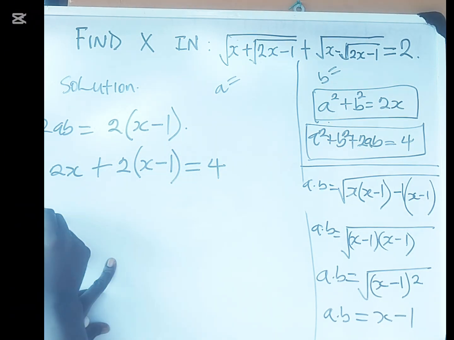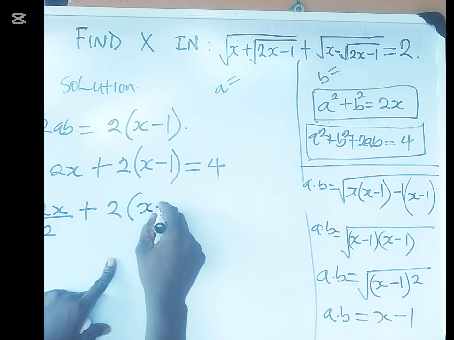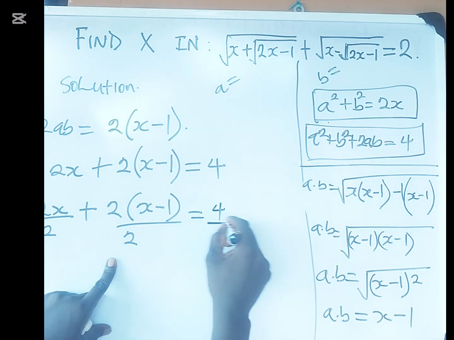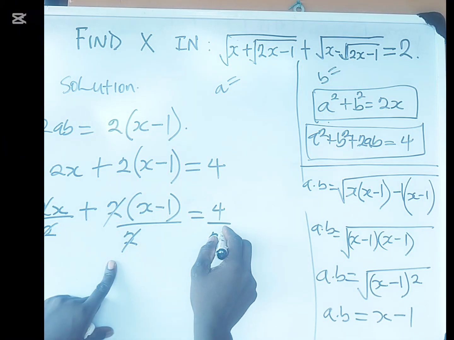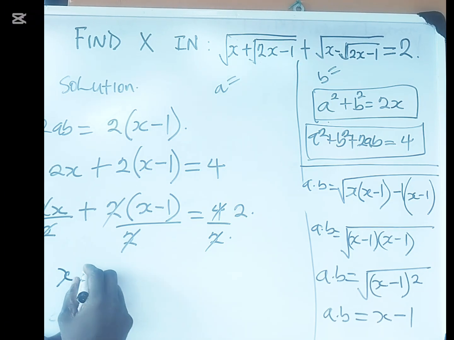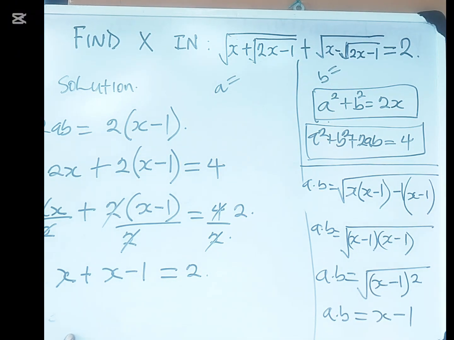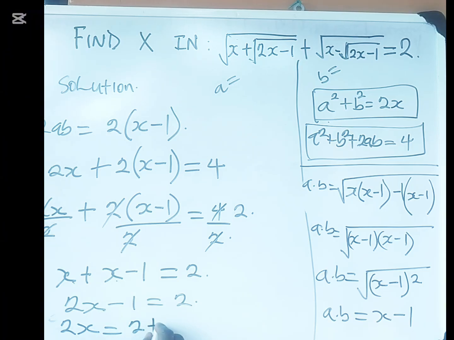If I divide through this equation by 2, it becomes 2x divided by 2 plus 2 into bracket x minus 1 divided by 2 is equal to 4 divided by 2. This will cancel out this. This is going to cancel out this. This divided by this is going to be equal to 2. We are left with x plus x minus 1 is equal to 2. x plus x is 2x minus 1 is equal to 2. I'll move this to the other side of the equation. I'm going to have 2x is equal to 2 plus 1.